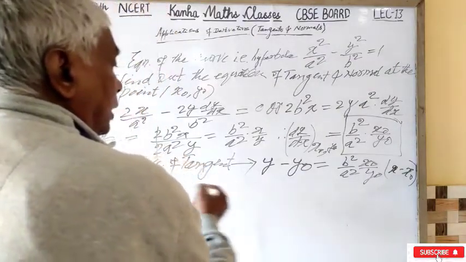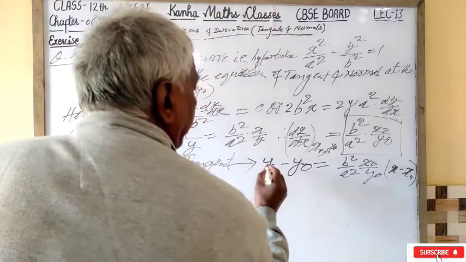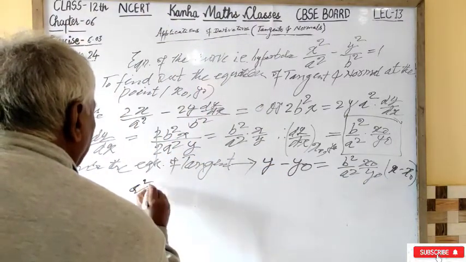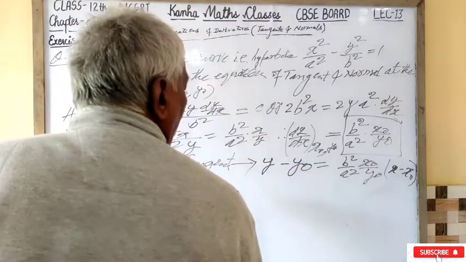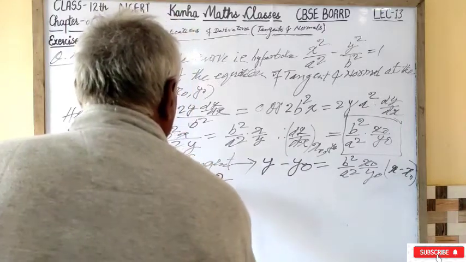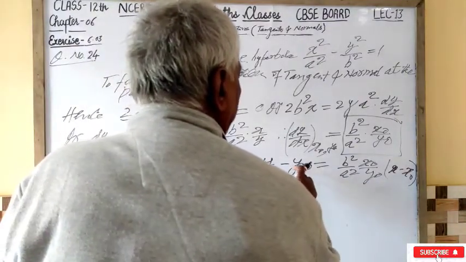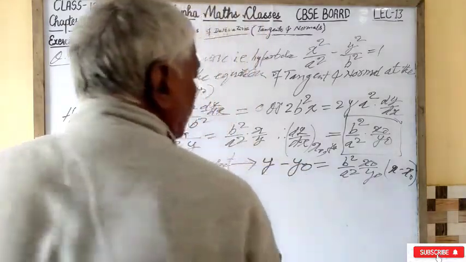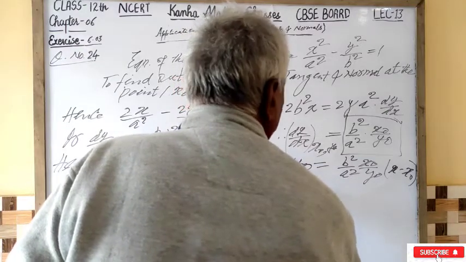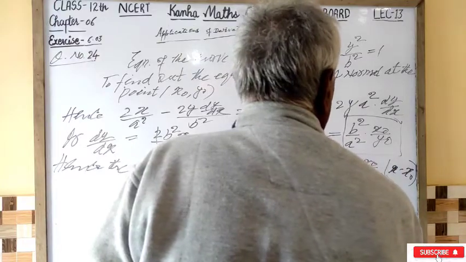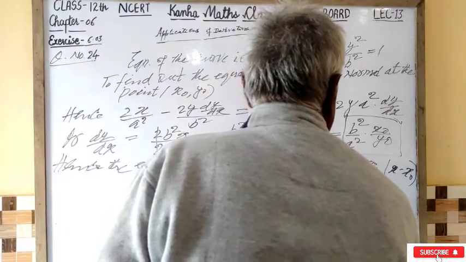Now, we will do cross multiplication. You will get a square y0 y minus a square y0 square is equal to b square x0 x minus b square x0 square.